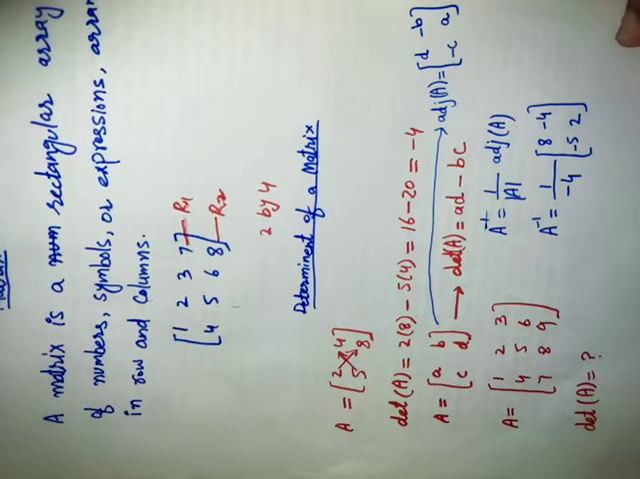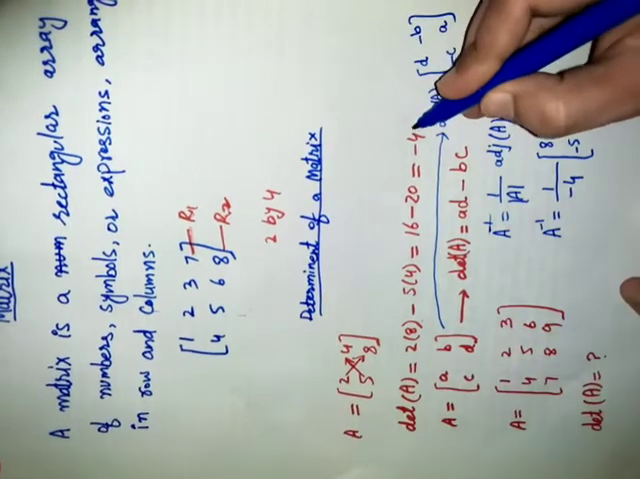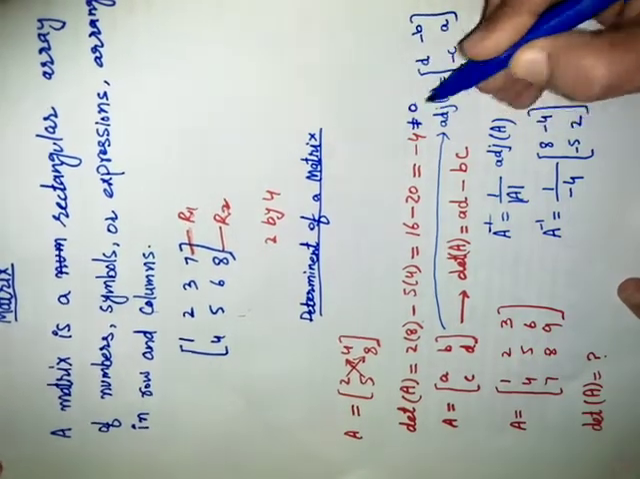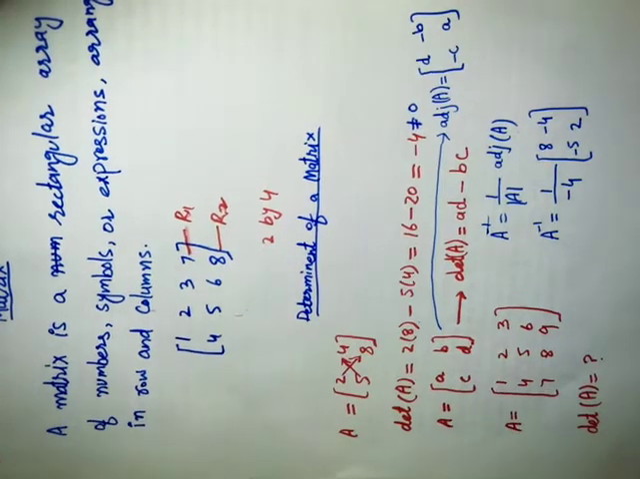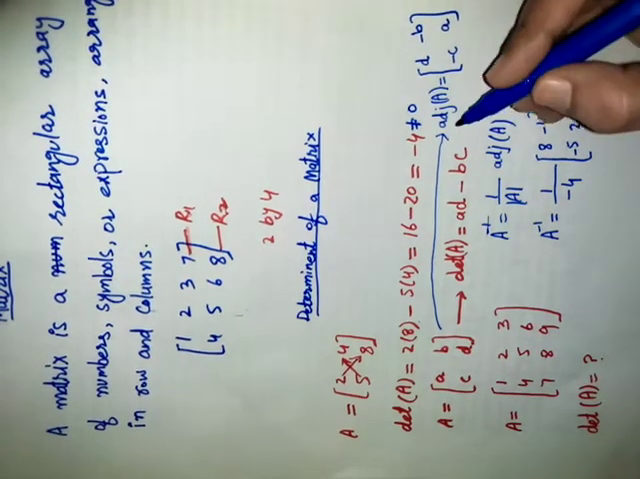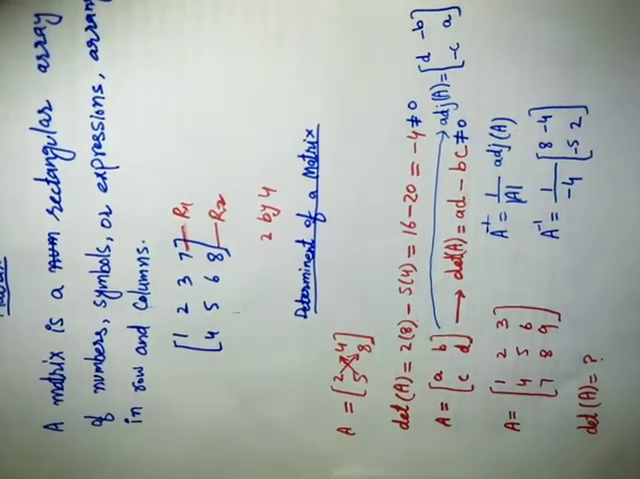So we can evaluate the determinant and inverse of a 2 cross 2 matrix. For evaluating the inverse of any matrix, its determinant should be non-zero. Determinant should not be equal to 0. If the determinant is 0, then the inverse of that matrix does not exist. Here it is also not 0.